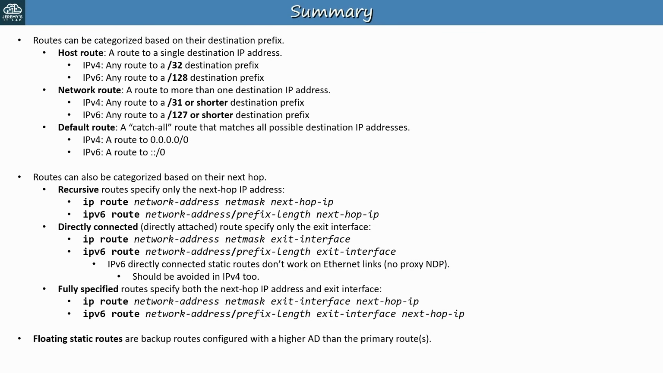Okay, at last we covered floating static routes, which are backup routes configured with a higher AD than the primary. Configuration is simple. Just add the desired AD value to the end of the command. We'll see floating static routes in action in later videos. Alright, that's what we covered in this video. Now let's do a short quiz to test your understanding.